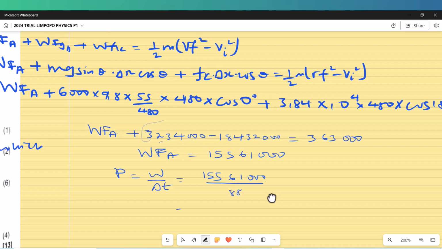So on my calculator here, it gives me 1768, and then 29, comma 55 watts, comma 5 watts. So that's our power. Okay, I hope we are together, guys.